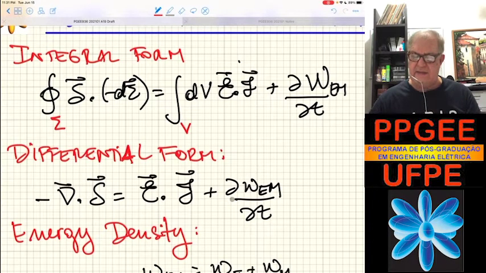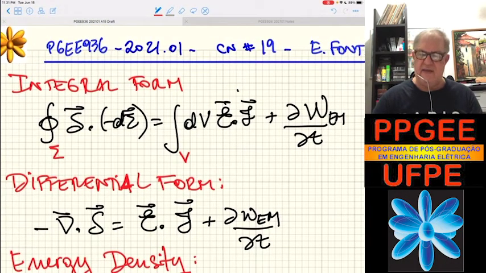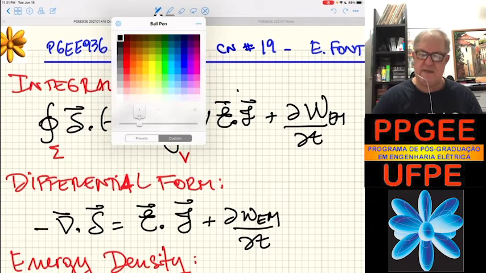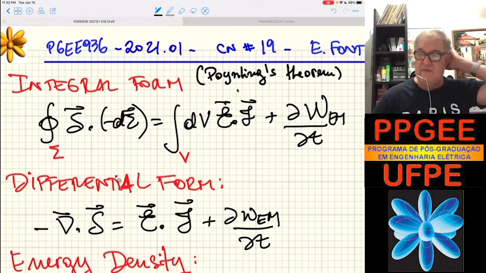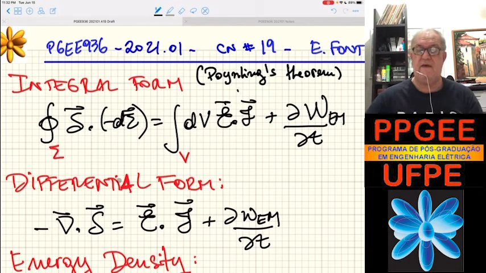This is lowercase, okay? Lowercase letter. This is uppercase. So this is energy density, time rate of change of the energy density, plus E dot J equals minus divergence of S. So this is called the differential form of Poynting's theorem. Okay? So both of them, right? Poynting's theorem, either in integral form or in differential form. Very well.